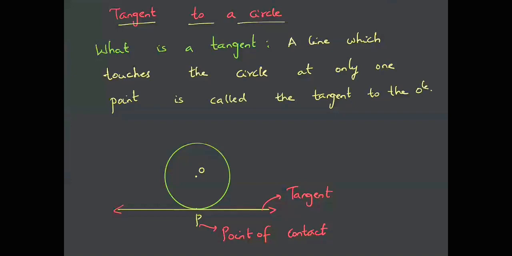Let us learn about tangents. Okay, so what is a tangent to a circle? A line which touches the circle at only one point is called a tangent to the circle.